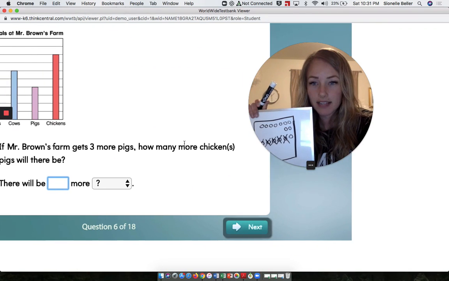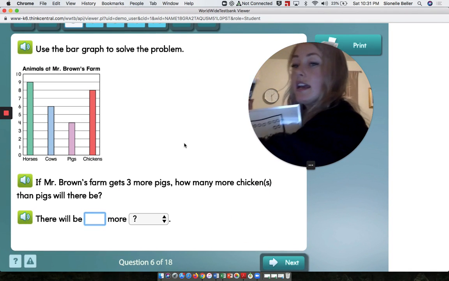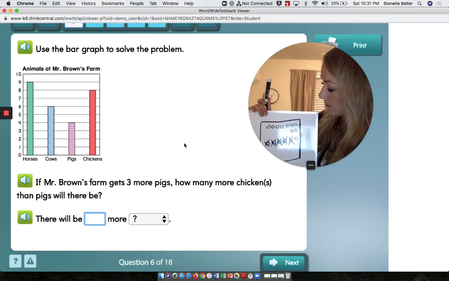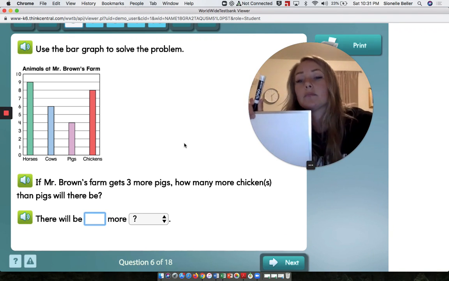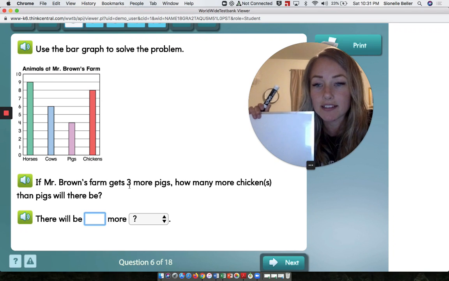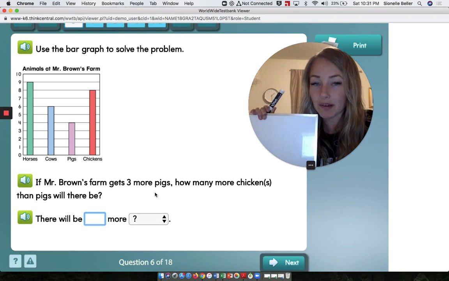All right, same graph again. Okay, let me erase this. This time it says, if Mr. Brown's farm gets 3 more pigs, how many more chickens than pigs will there be?